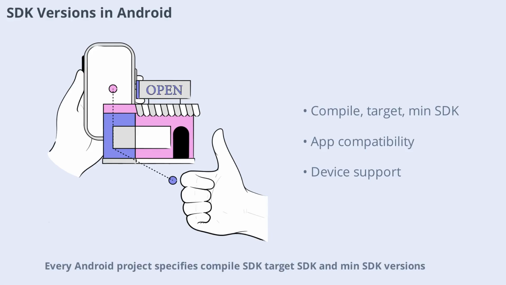Every Android project specifies compile SDK, target SDK, and min SDK versions. Interviewers may ask about their differences and how they affect app compatibility. Understanding SDK versions ensures your app runs smoothly across devices.